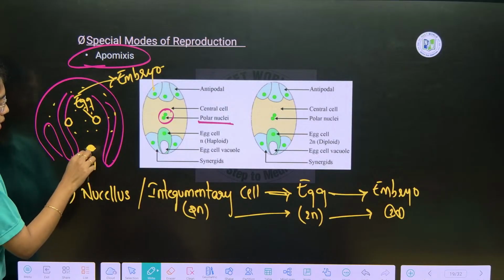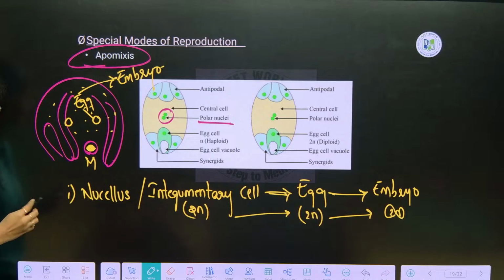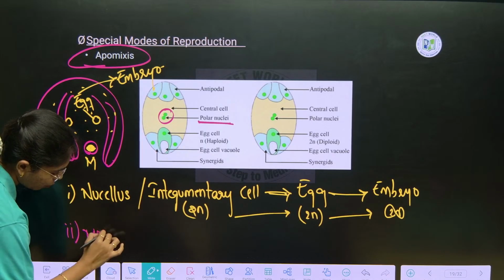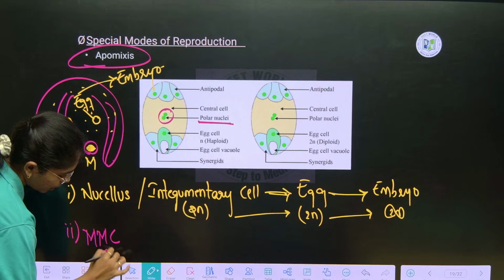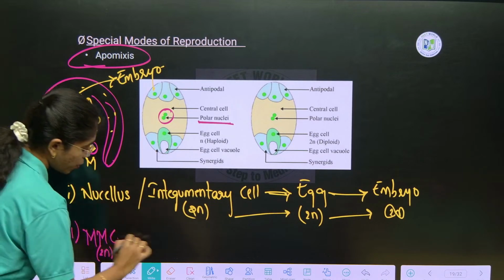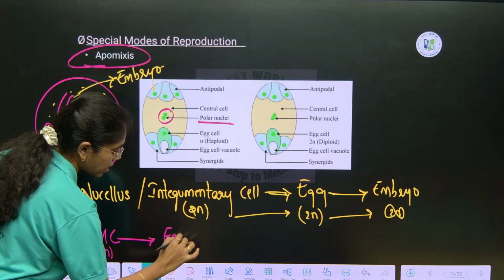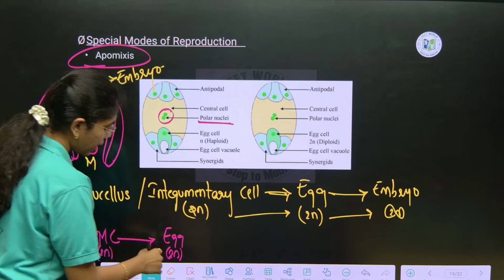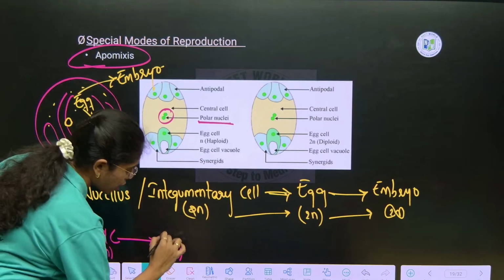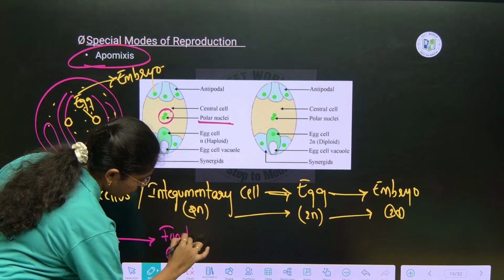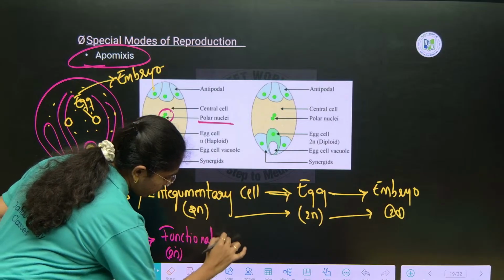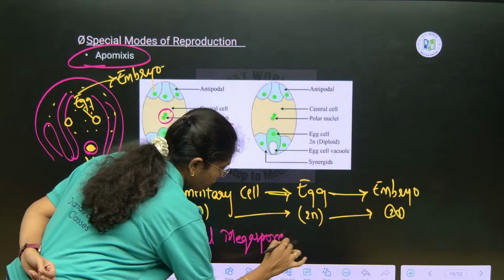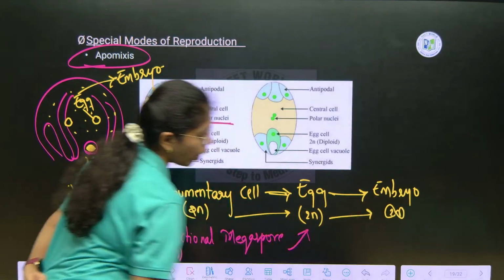Second process, listen first, listen. Second process is megaspore mother cell. Ploidy is what? Diploid. Megaspore mother cell is differentiating into egg cell directly. Or in between you can add functional megaspore. Functional megaspore will be developed to diploid egg to diploid embryo.